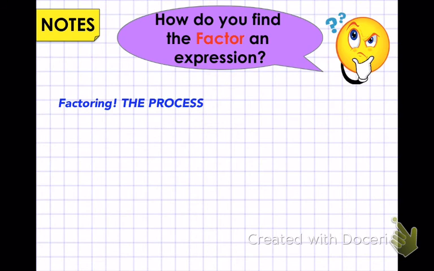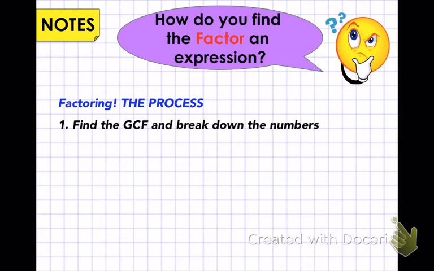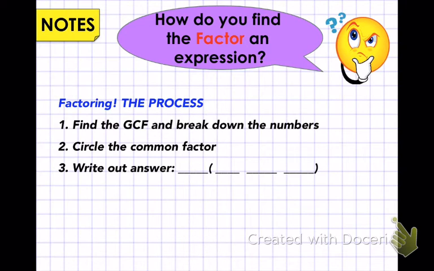So the general process, what you have written out, is you always want to start by looking for that GCF, because that's the part that's going to go on the outside of the distribution. Once you break down your numbers individually, like I was doing earlier, you circle the common factors, and then you write your answer out. What goes on the outside here? That's your GCF. And then this stuff right here is all the stuff that is left over.